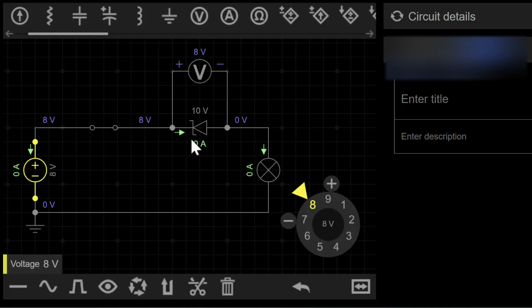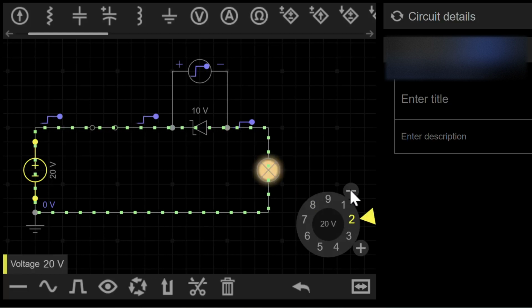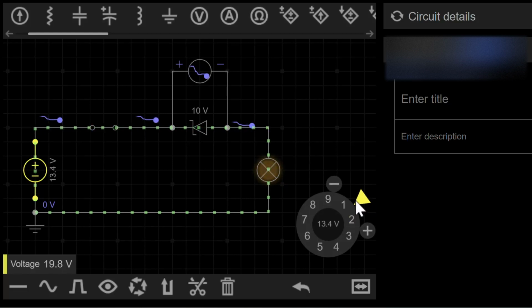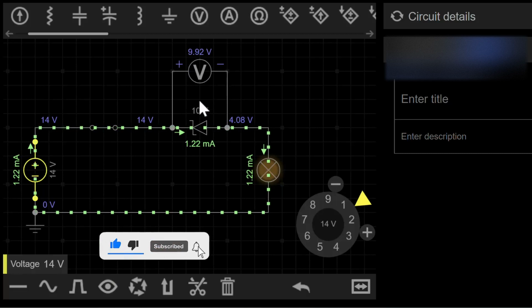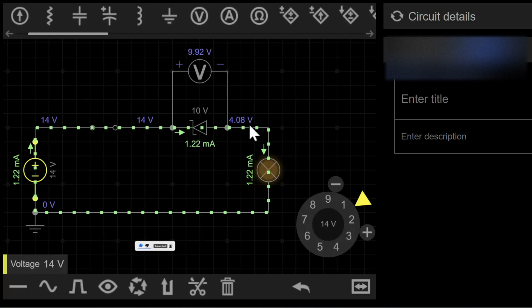So in order for the current to flow through this Zener diode, which is connected in a reverse bias manner, the DC power supply voltage must be more than this breakdown voltage. For example, I increase the DC power supply to about 14 volt. What will happen? This DC power supply voltage is more than this breakdown voltage, so the current can flow through the circuit.